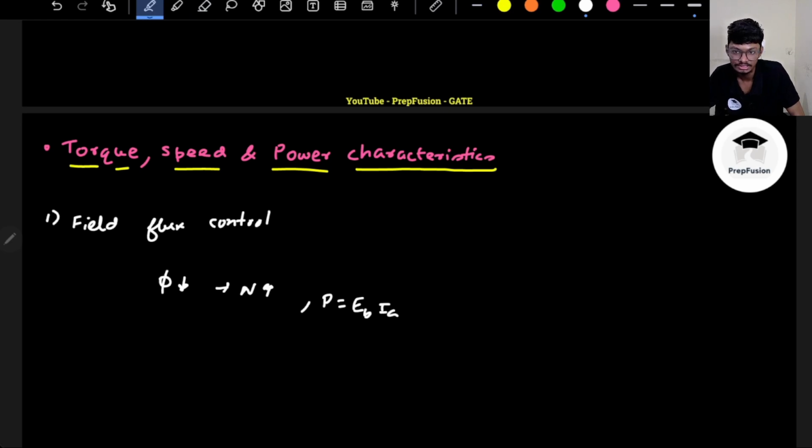So we don't change the armature current. Okay, we don't change the armature current, right? So what is EB? EB is basically some Km phi into speed into IA. So armature current is assumed to be constant. So what we do, we reduce the flux, but the speed increases. So overall what happens is the power remains constant.